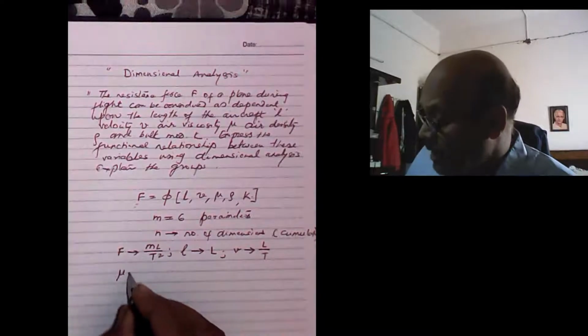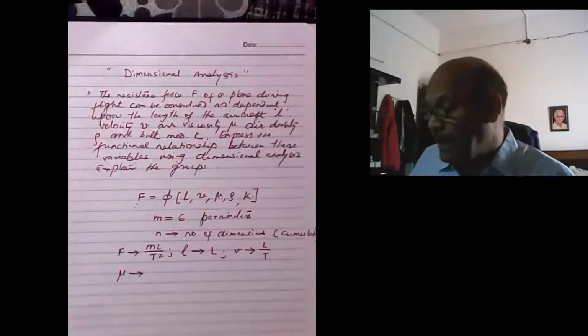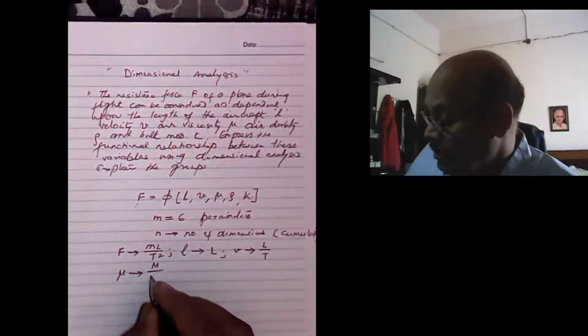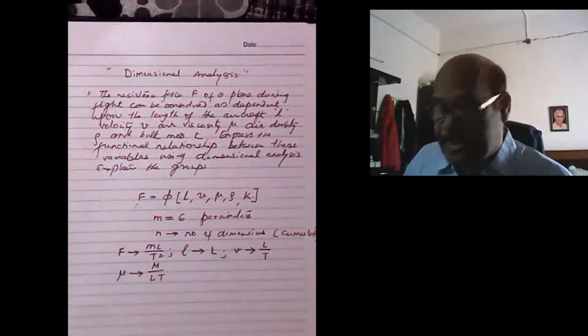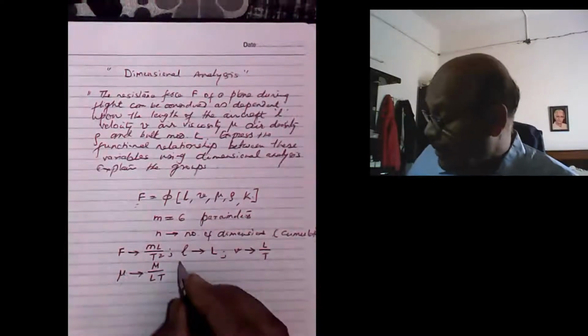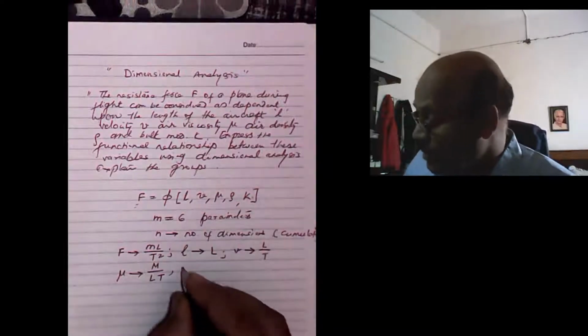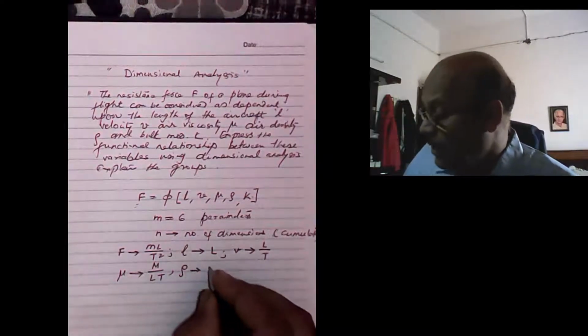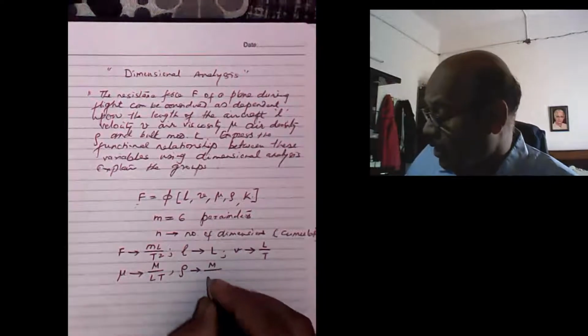Mu, mu has the dimension what? M by LT, kg per meter per second. And rho, mass density. So rho is mass per unit volume. So M, volume means L cube.